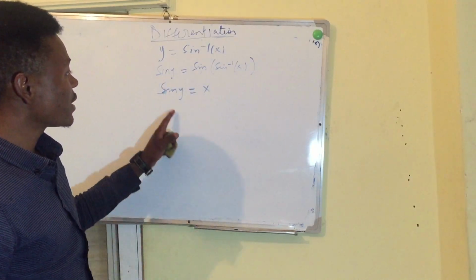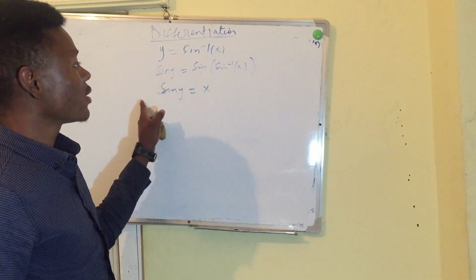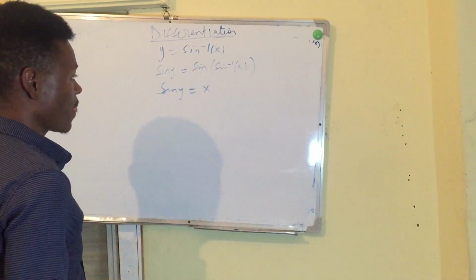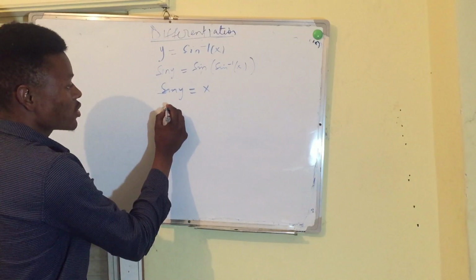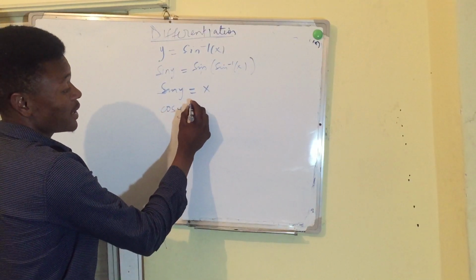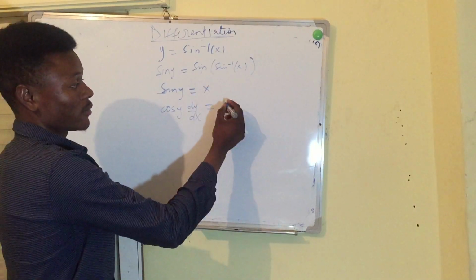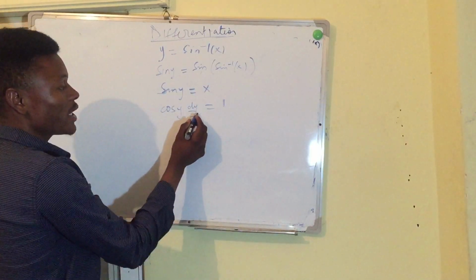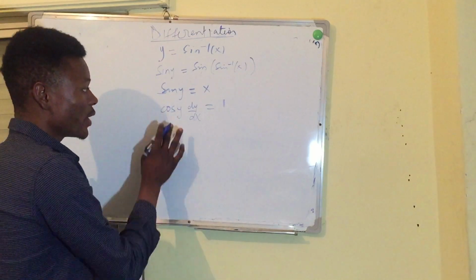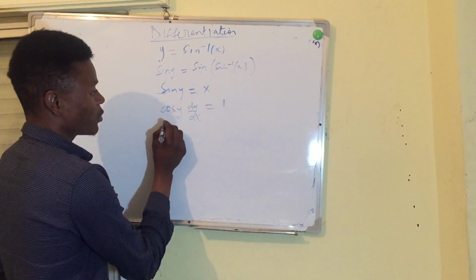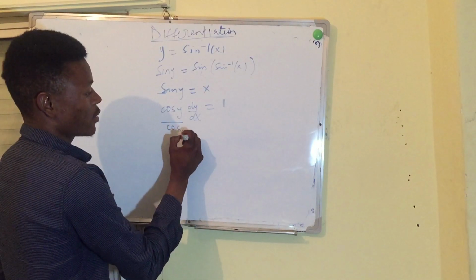So technically sine y is equal to sine x. One away again. So from here, let me differentiate implicitly. The derivative of sine y is cos y, but because it is not x, we have to multiply by dy/dx. The derivative of x is 1. Because we are looking for dy/dx already, we have to divide by what? By cos y. Divide both sides by cos y.